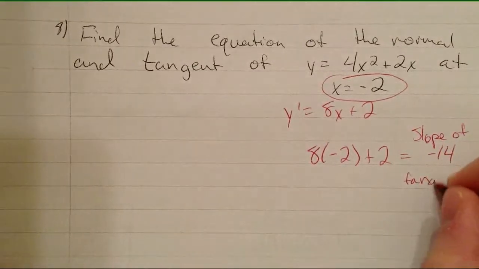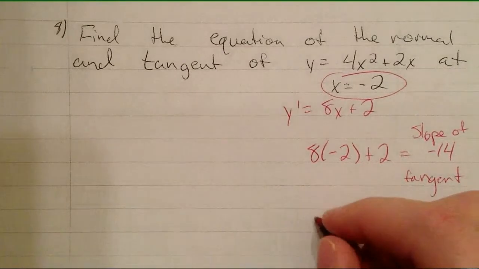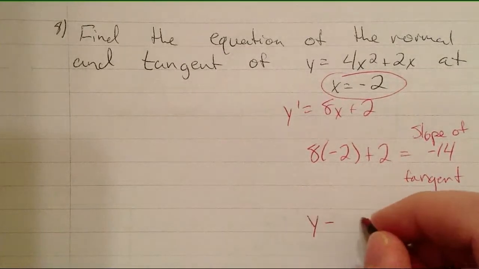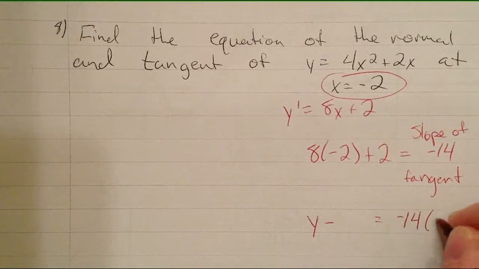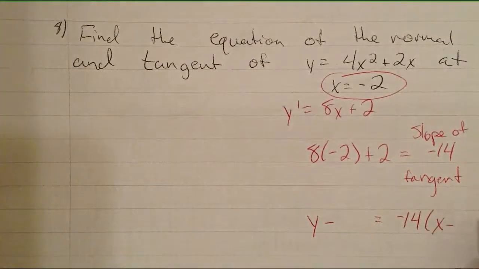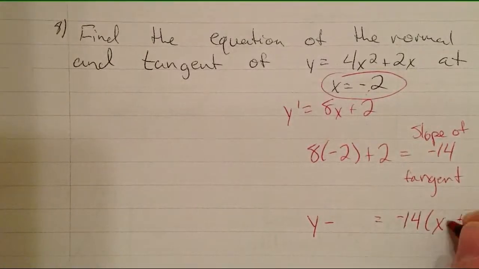Okay? So now we use our crazy formula, y minus y1 equals our slope times x minus x1. Now for this one, our x1 is negative 2. So you make that a plus.